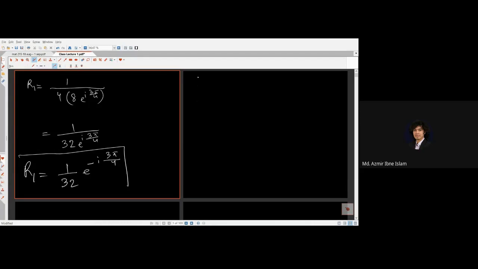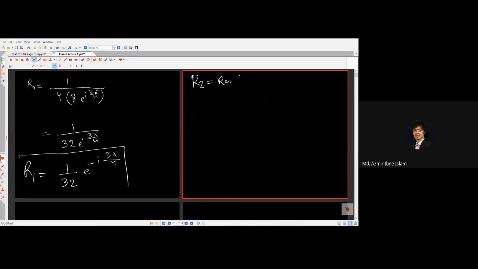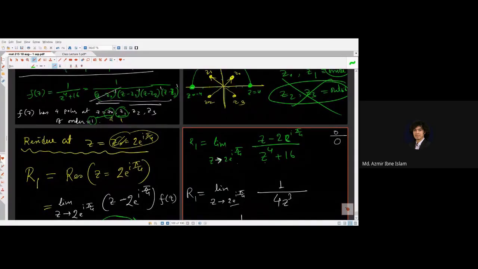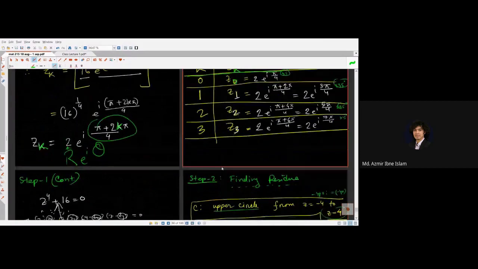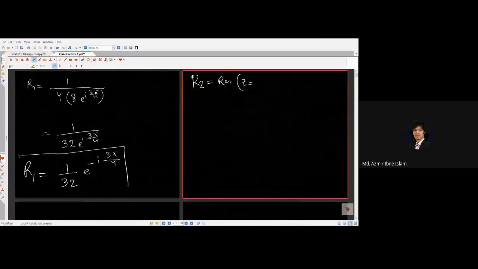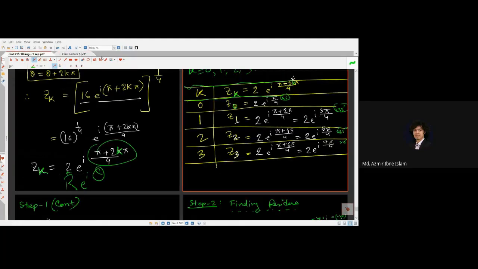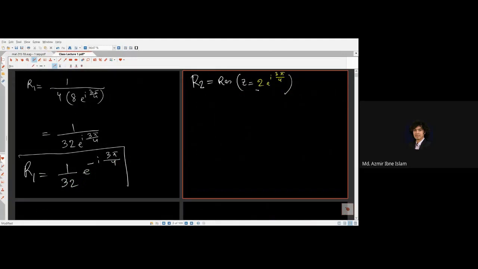Okay, so let's move to R2. R2 is the residue at z equal to z1, because we have another pole that is inside. So z1 is 2 e to the power i 3 pi by 4. I don't know whether you are understanding or not. Sir, we are understanding. Okay. So again, since this pole is of order 1, we can apply the same formula.